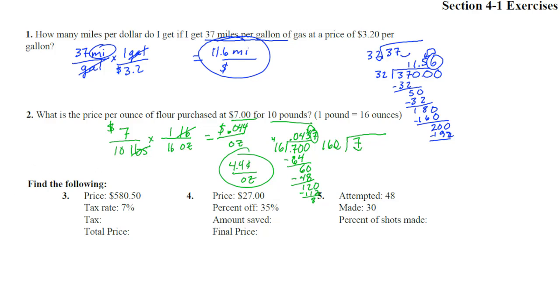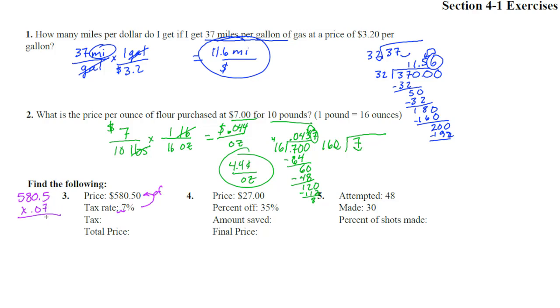Okay, number 3. The price is $580.50. The tax rate is 7%. So we're going to take 7%. Remember, it's of this. So 580.5 times 0.07. Remember to take that and change it into a decimal. From a percent goes 1, 2 places, so it's a 0.07.